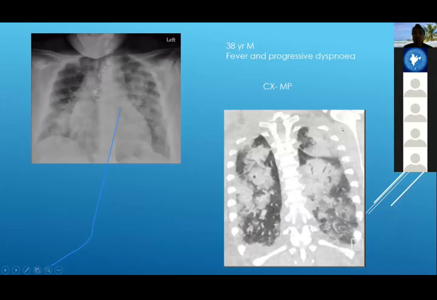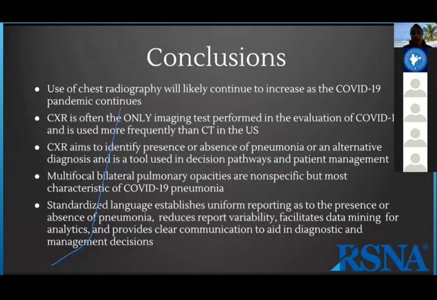So this is the final conclusion actually, which is given by the RSNA. Use of chest radiography will likely continue to increase as the COVID pandemic continues. Chest X-ray is often the only imaging test performed in the evaluation of COVID-19 and is used more frequently than CT in the US. Chest X-ray aims to identify presence or absence of pneumonia or an alternative diagnosis, and is a tool used in decision pathways and patient management.